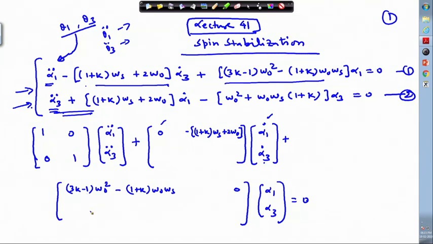Okay, so, combining this, already we have written for this part alpha 3 double dot. This part we need to write. So, this is 1 plus k omega s plus 2 omega 0, and this entry will be 0 here. Here in this part we will have 0 as this entry, and this part will be minus omega 0 square.